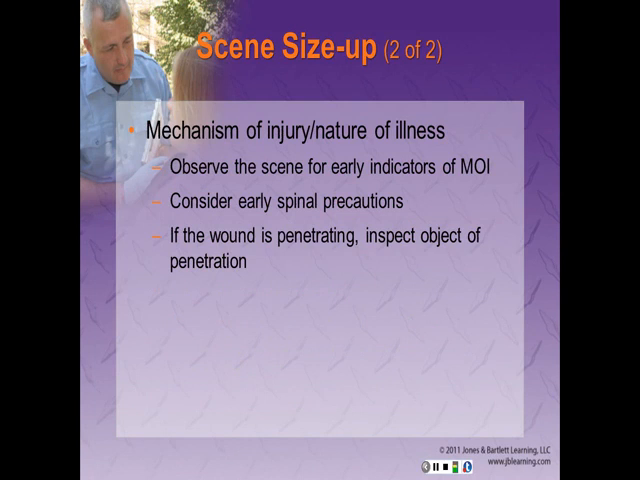Evaluate your mechanism of injury or investigate your nature of illness. You should observe the scene for early indicators of the MOI and consider early spinal precautions. You should also consider all of the injuries the MOI could have produced.